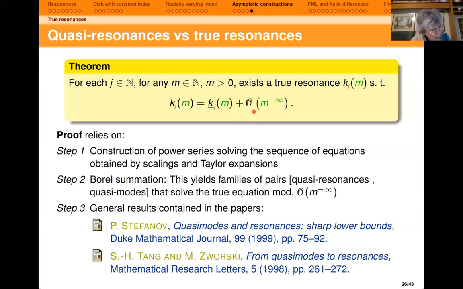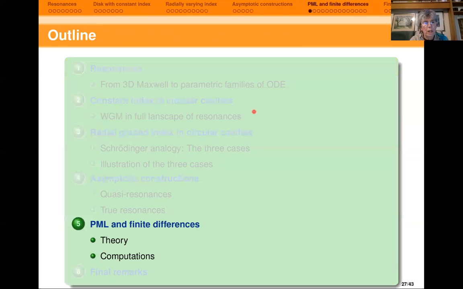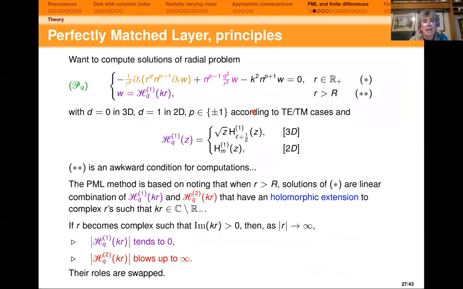Okay, so let us go rapidly to numerics. So I wrote again the equation and the condition at infinity, and the problem is that the condition at infinity is not suitable at all for numerics, because you are choosing the function that is exponentially increasing. But there is this very famous perfectly matched layer, which is just the optimal solution to the problem.